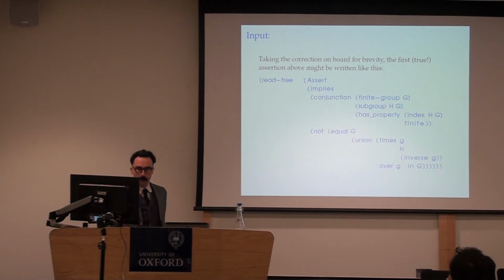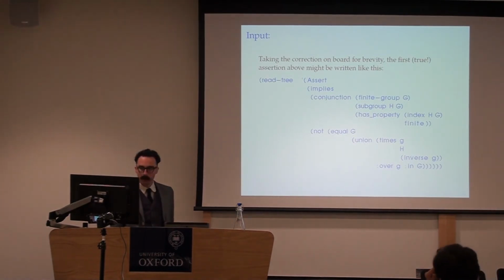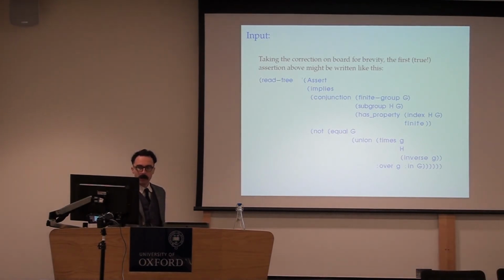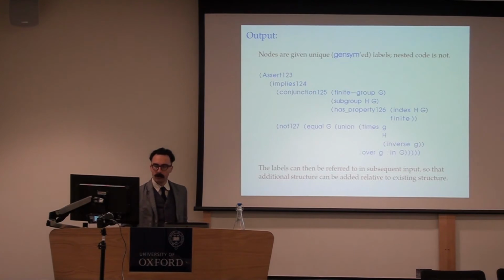So I'll just show a little bit, the first thing, and in fact just sort of simplifying it so that I took on board the correction, so you just see something that actually makes sense. Someone asserts, if you've got this conjunction, a finite group as a subgroup, the subgroup has this property that's finite, then it's not equal to the union of these cosets. So what would that look like inside of Arkana? Well, it looks an awful lot like the S expression I just gave you.